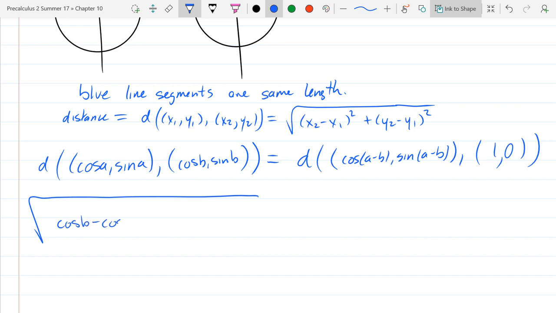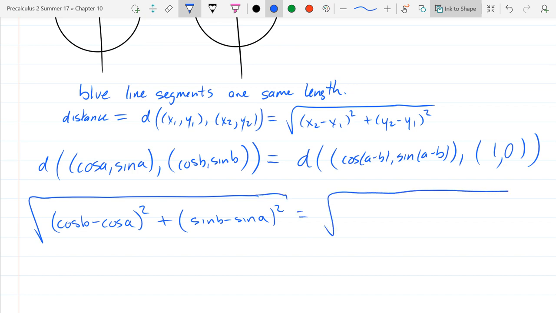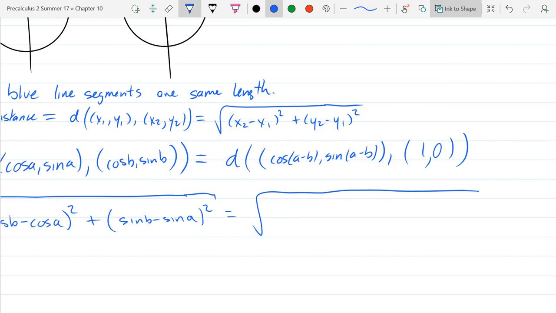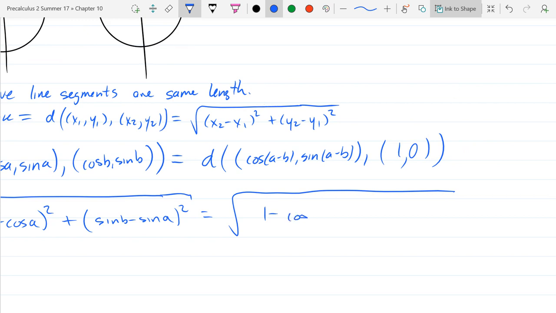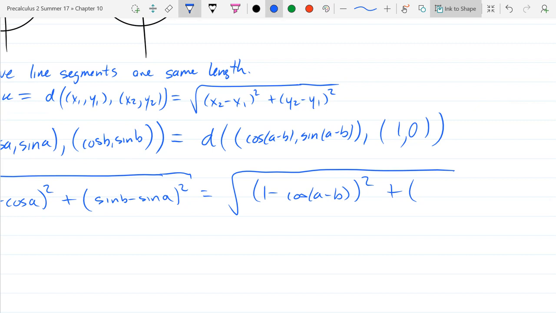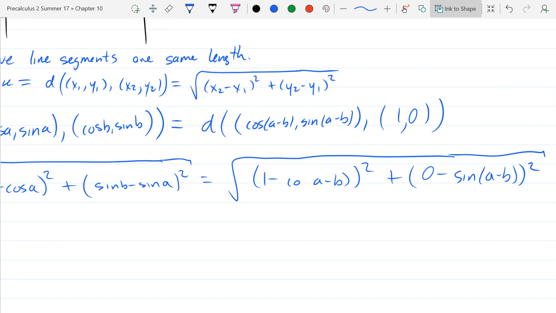Cos B minus cos A squared plus, now the Y coordinate subtracted, sine B minus sine A squared equals another square root. Cos, let's see, we'll do 1 minus cos A minus B. I think I messed that one up. We'll fix that in a second. That's y coordinates, 0 minus cos a minus b. Nope, sine a minus b. So that.